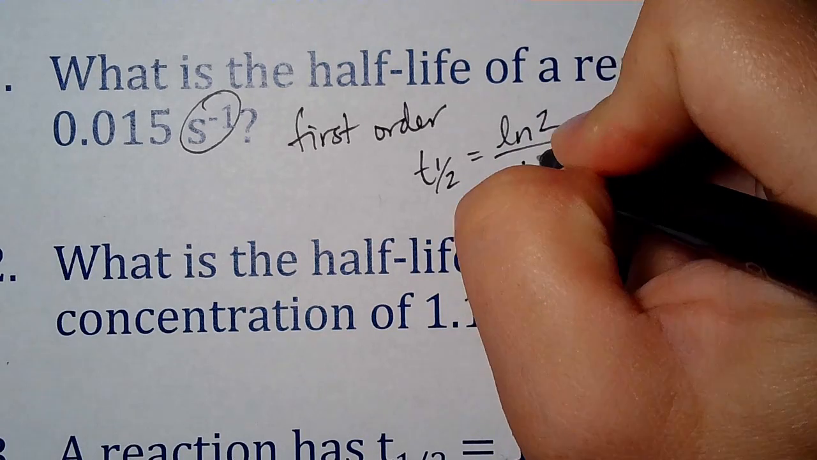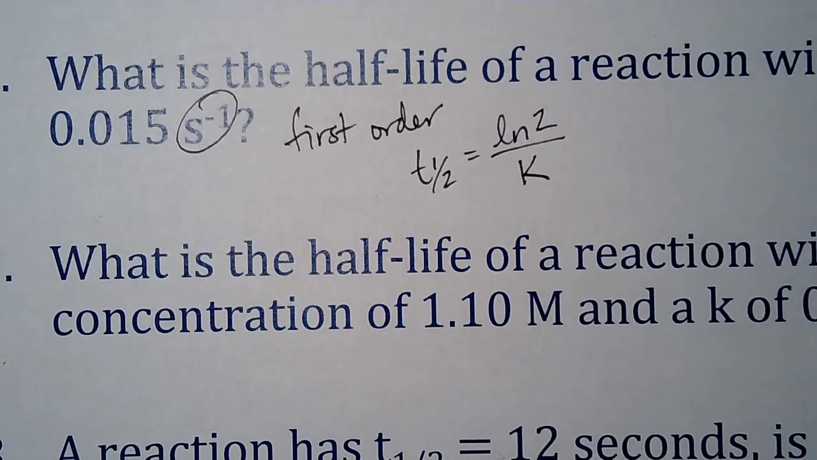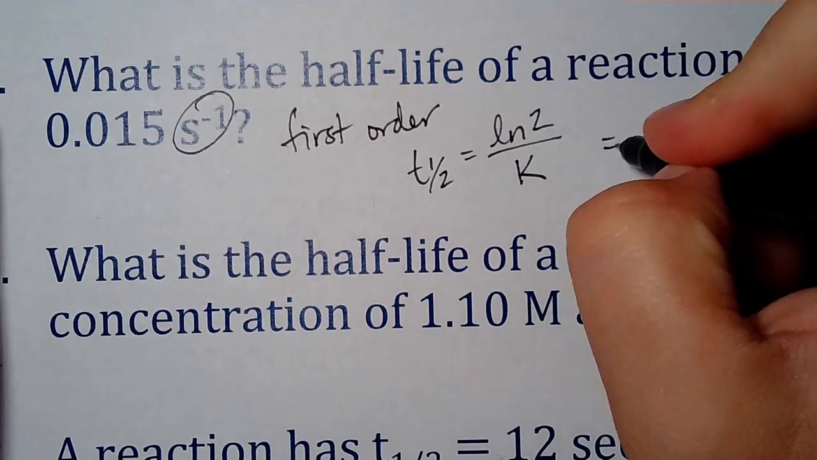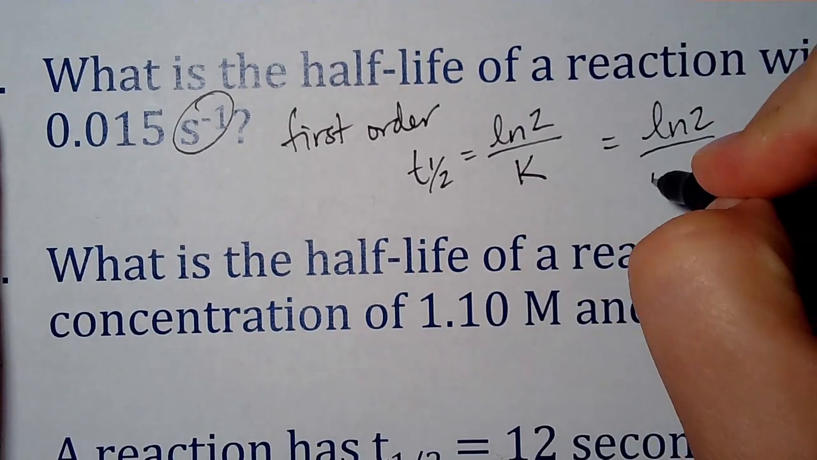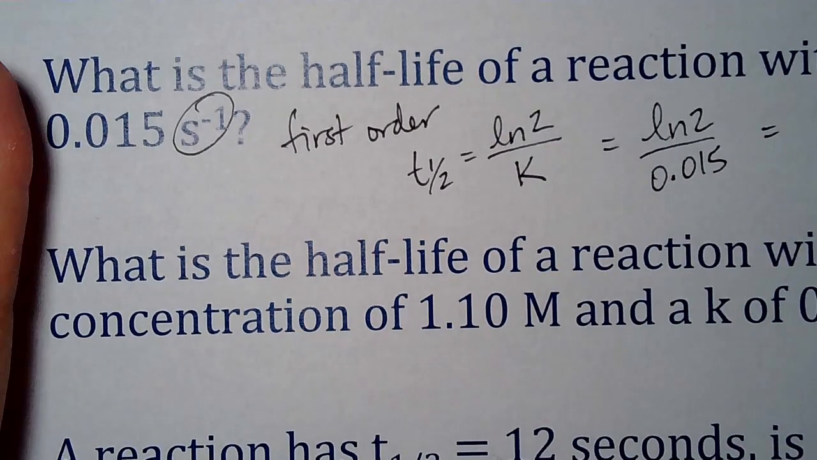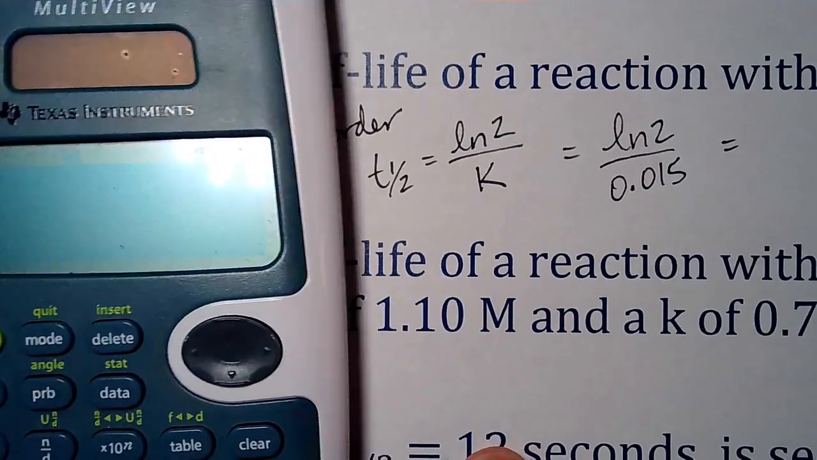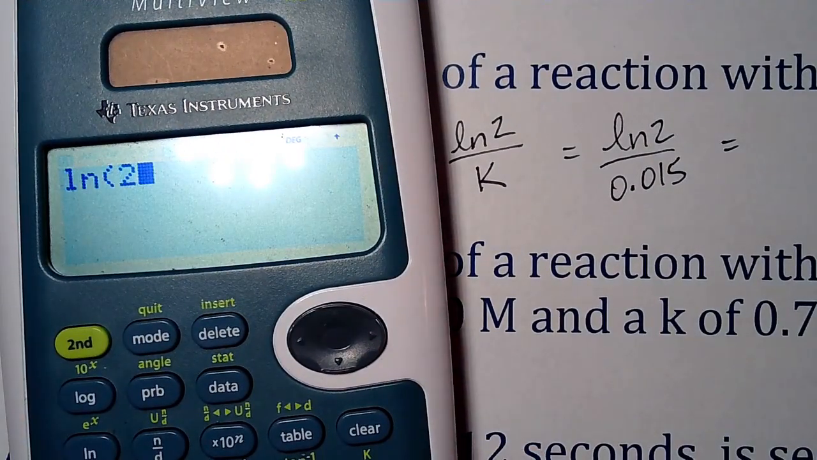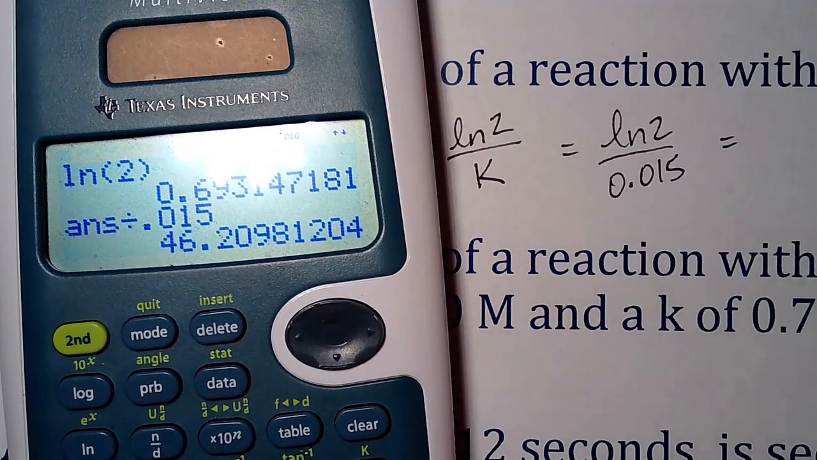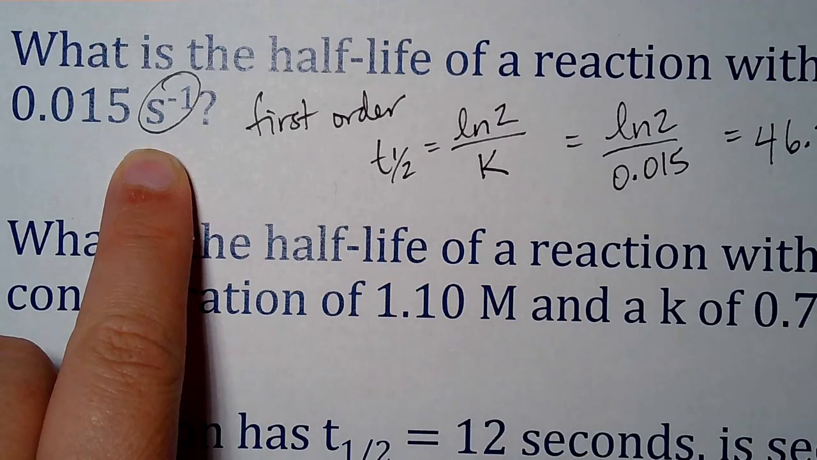So all I need to know is K, because ln of 2 is a real number. So ln of 2 over 0.015 will give me my half-life. So ln of 2 divided by 0.015 is 46.2, and since this is measured in seconds, this will be seconds. So half-life is a time unit.